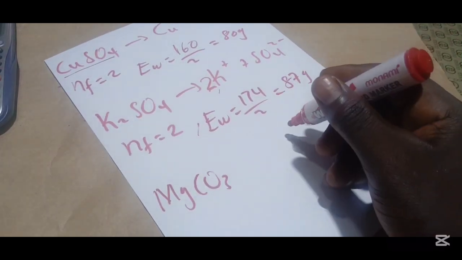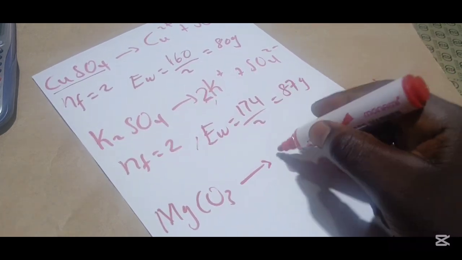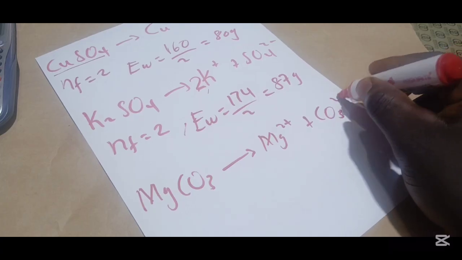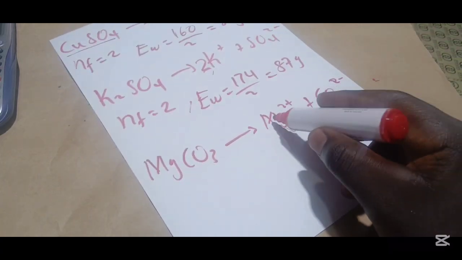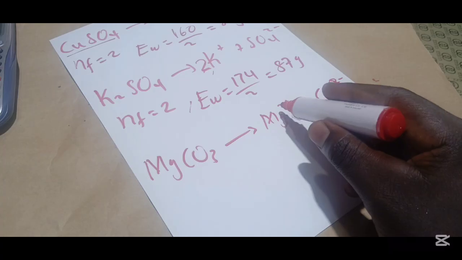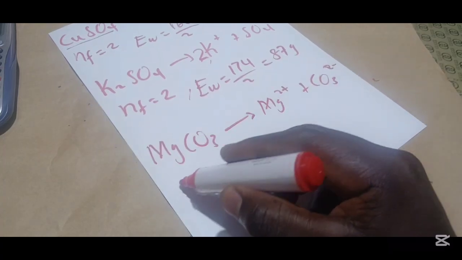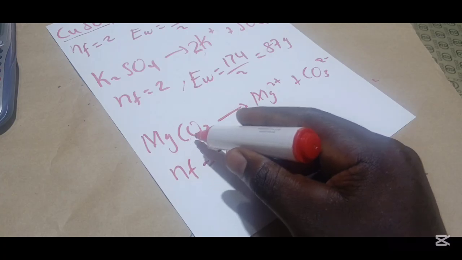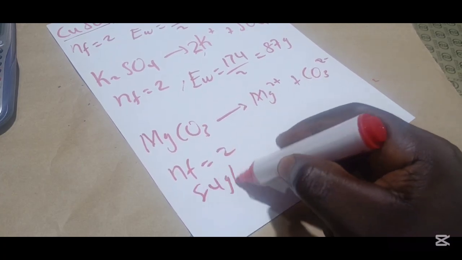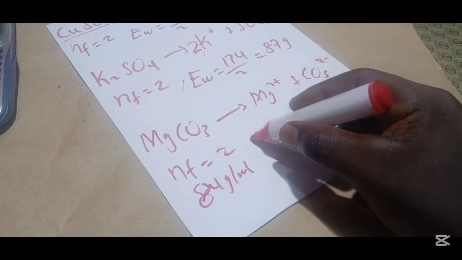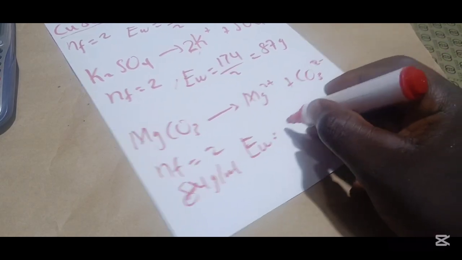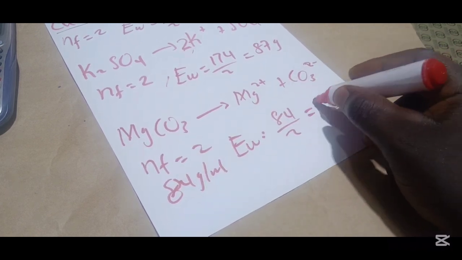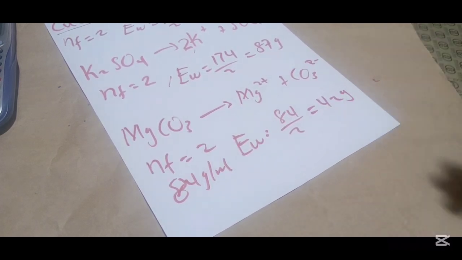Find the equivalent weight of MgCO3. So this is going to ionize into Mg 2 plus and CO3 2 minus, right? So the charge on the Mg is 2, so our N factor is 2. The molecular weight for MgCO3 is 84, so 84 grams per mole. So our equivalent weight for MgCO3 equals the molecular mass, which is 84 grams per mole, over 2, which is the N factor. This is going to give us 42 grams.